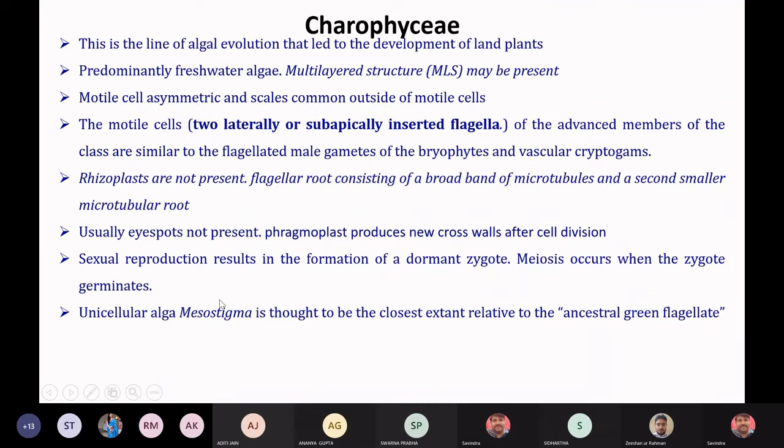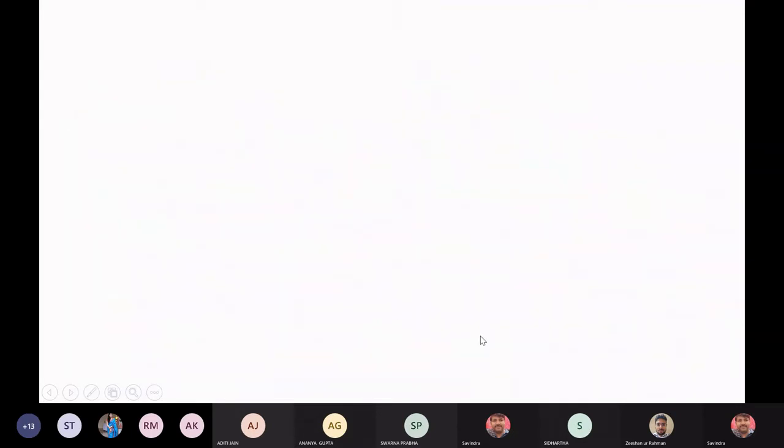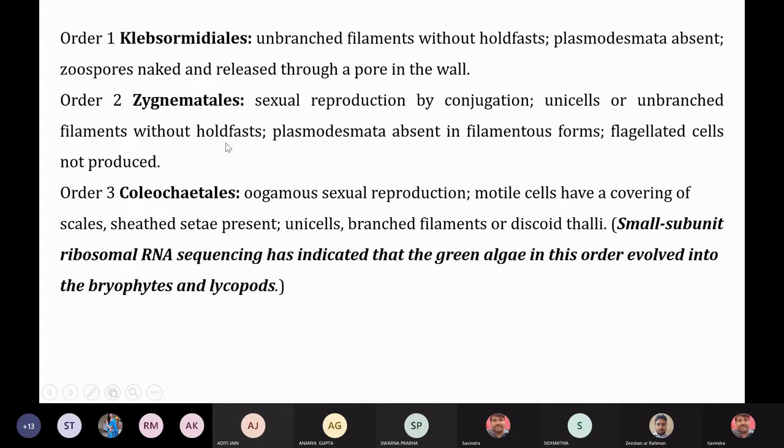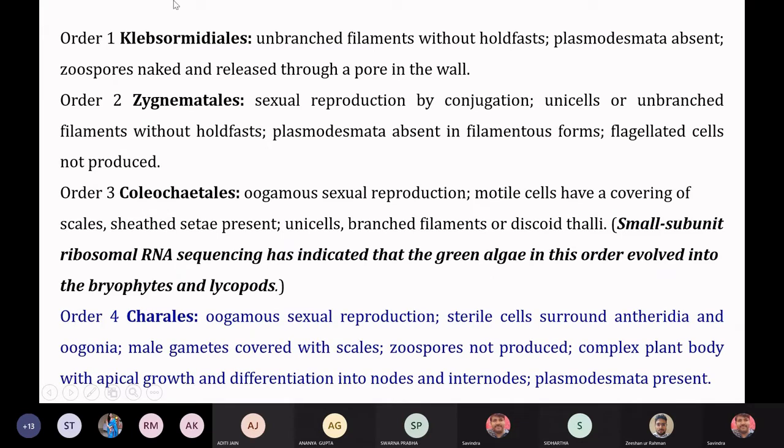But this is the genus which shows more features of green algae and fewer features of Charophyceae. Glycolate is broken down by glycolate oxidase and urea is broken down by urease. So these were some features. And you already knew that Fritsch classified this class into 4 orders.